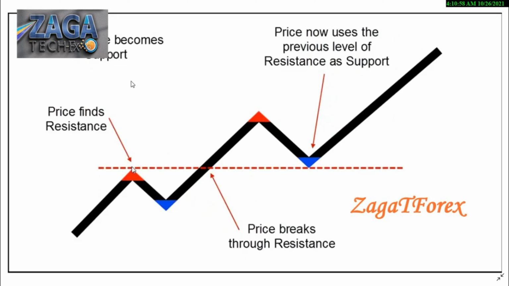And this is an example of resistance becoming support. Now, price gets up to this level here, from this area, and is rejected. So this was a price rejection area. The market comes down, breaks to this level of resistance, then comes back to this area and tests this resistance area, forming a support. So what was resistance turns into what? Support.